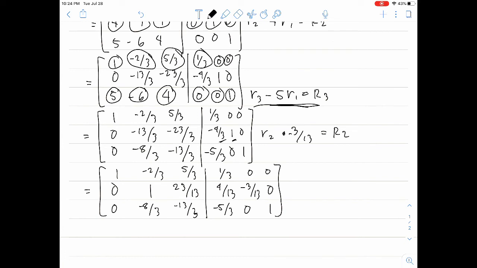Okay, so next, we want this to be 0, and also this one. But we start with row 1. So row 1, and remember, the base row is the one we subtract, minus the multiplier, which is this.